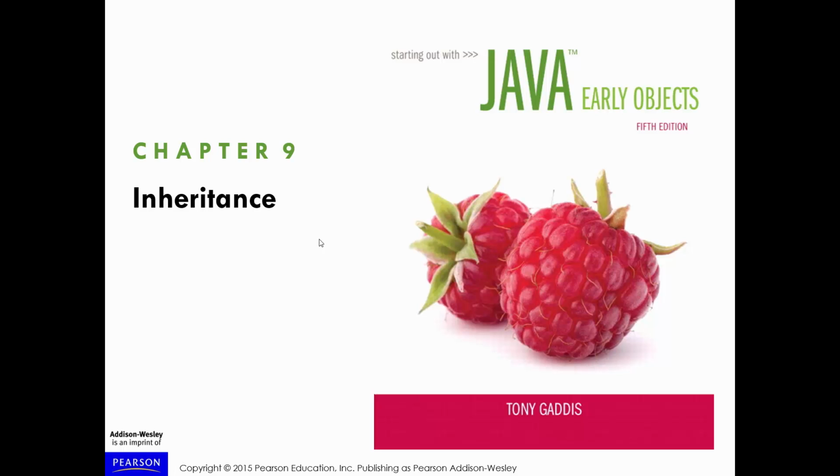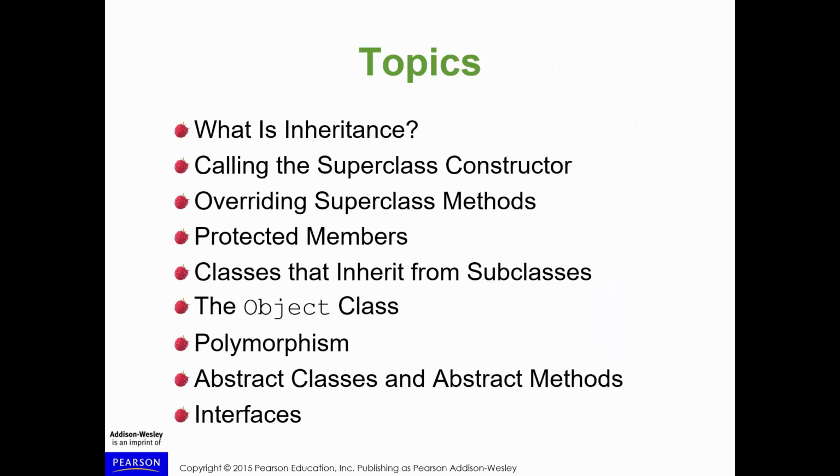I've been going over the PowerPoint presentations for Starting Out with Java Early Objects 5th edition by Tony Gaddis. We're up to Chapter 9. We're going to jump back into the topic of object-oriented programming with a chapter on inheritance.